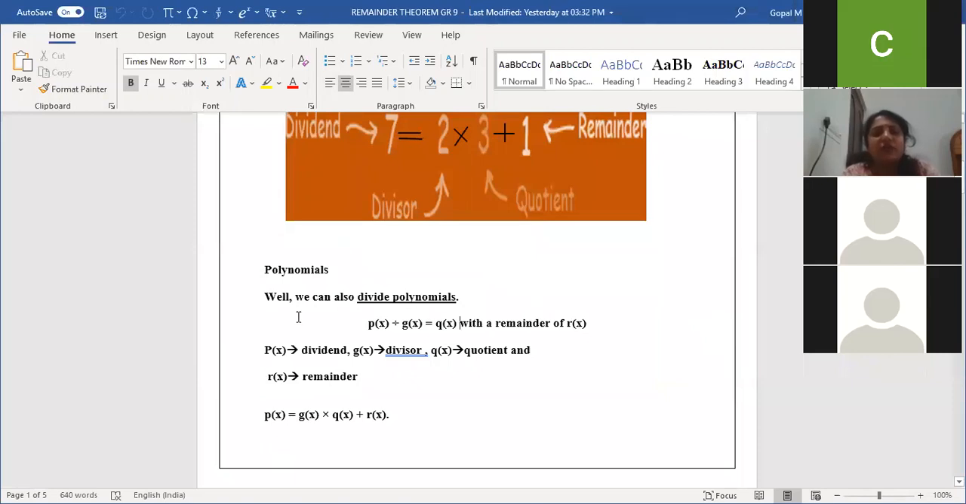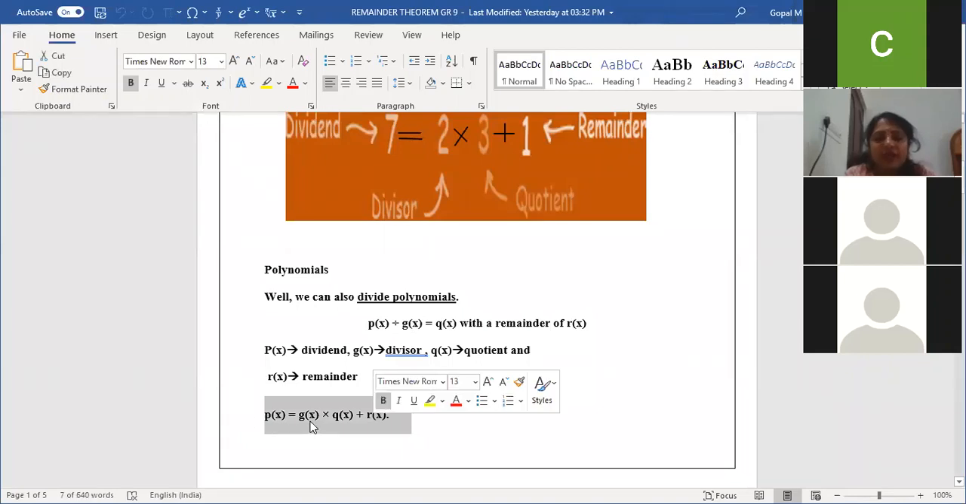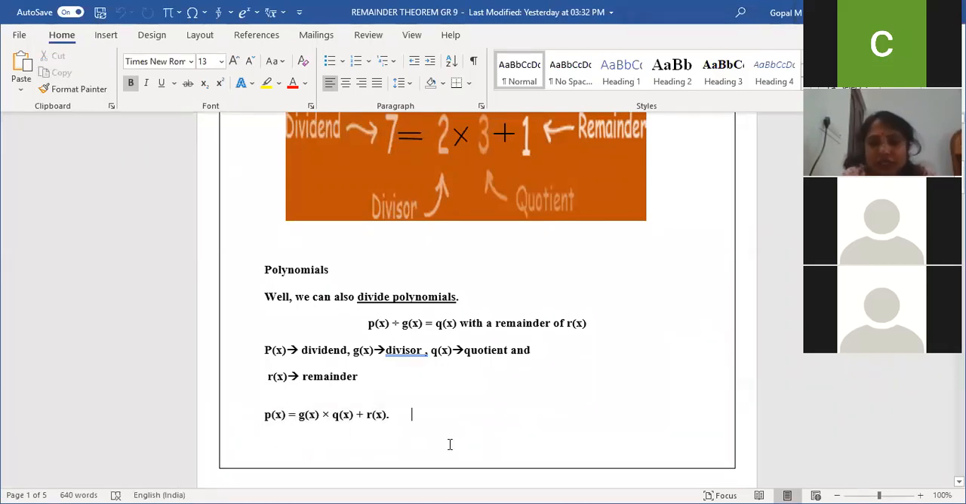We can also divide polynomials. p of x divided by g of x. p of x is the polynomial, the dividend, g of x is the divisor, q of x is the quotient, and r of x is the remainder. This is nothing but your division algorithm: dividend is equal to divisor into quotient plus remainder. Am I clear? Any doubt in this, children?